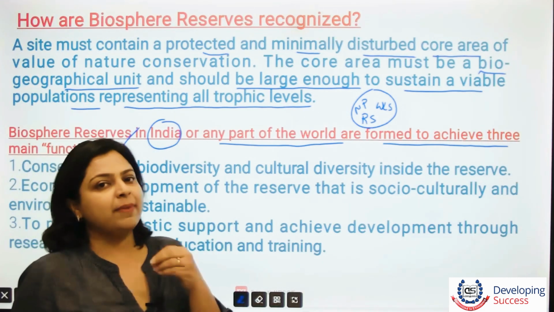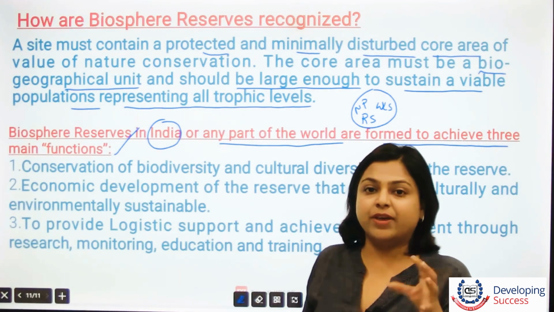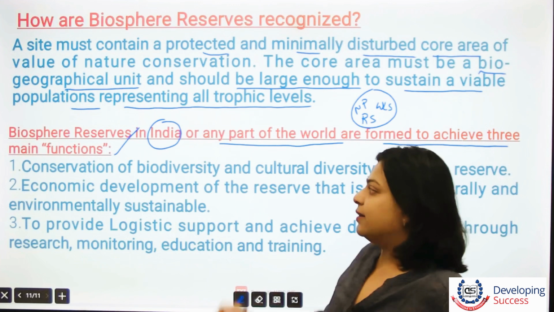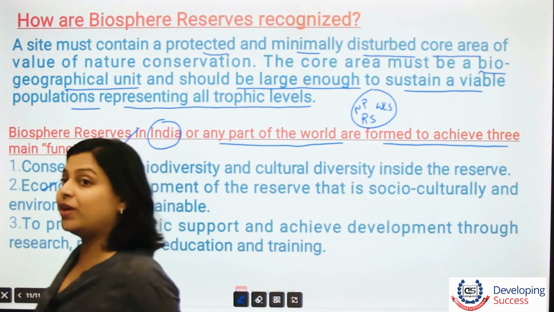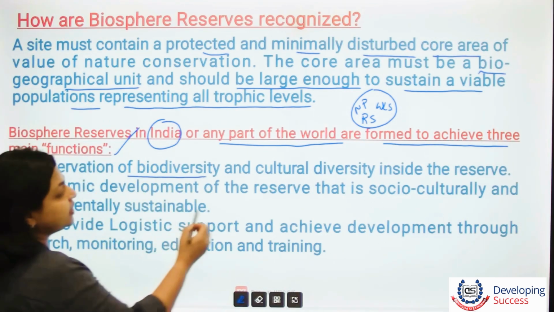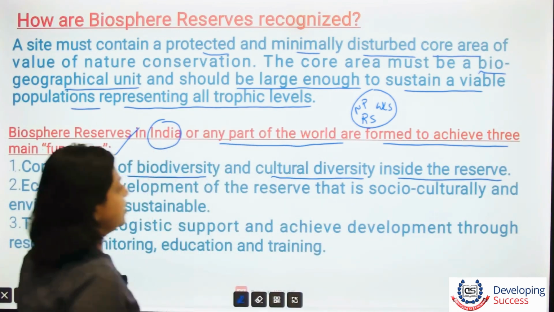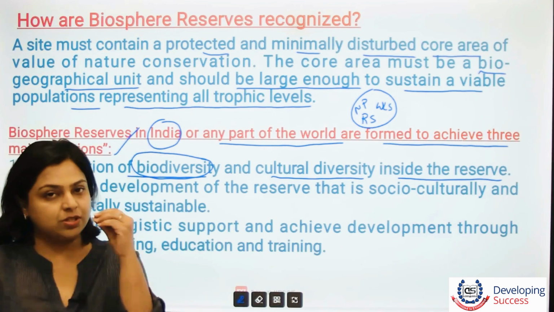See, if we are making a particular reserve, a particular area from where we want to conserve nature, conserve the biodiversity, then there should be some functions. Okay, so the first function which we are fulfilling is conservation of biodiversity and cultural diversity inside the reserve. So see, the first point is conservation of biodiversity, which is very easy to understand.